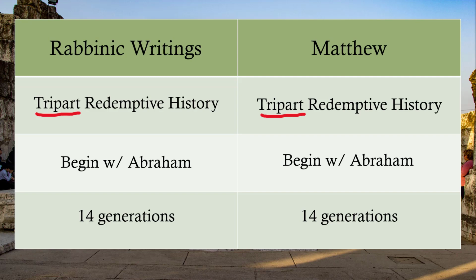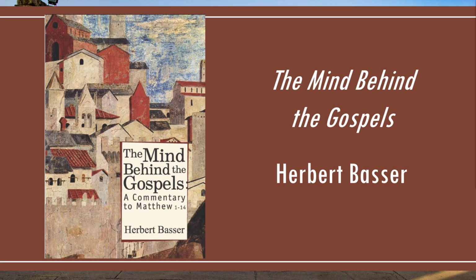So, for instance, at the bottom of your page one, I have this book referenced. It's called The Mind Behind the Gospels. And mind is, he's talking about the collective knowledge that everybody has. It's shared. His name is Herbert Basser. He's Jewish and he's a Talmudic scholar. So as he reads Matthew, he says, aha, we've got it over here, this rabbinic writing here. And you read it and you're like, oh, that sounds almost exactly the same.